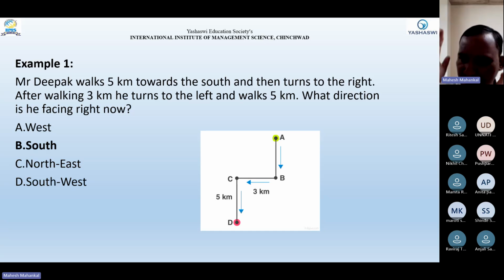And what direction is he facing? His face, he is facing south direction. Okay, he has started from this particular point D and directly goes.